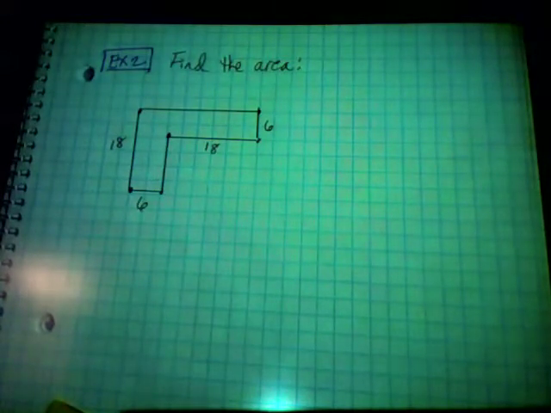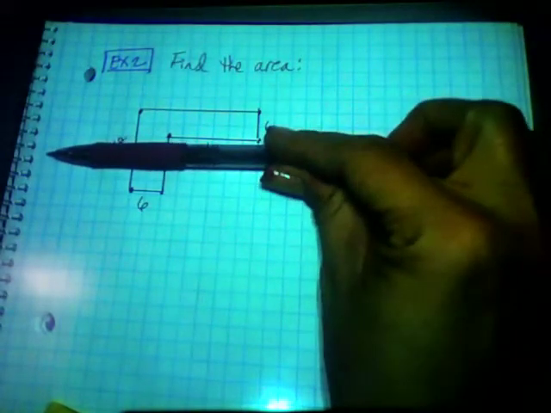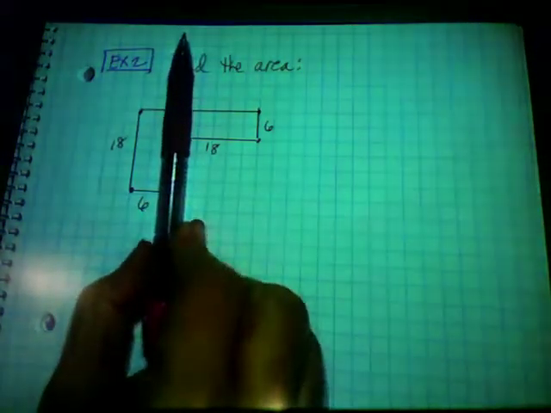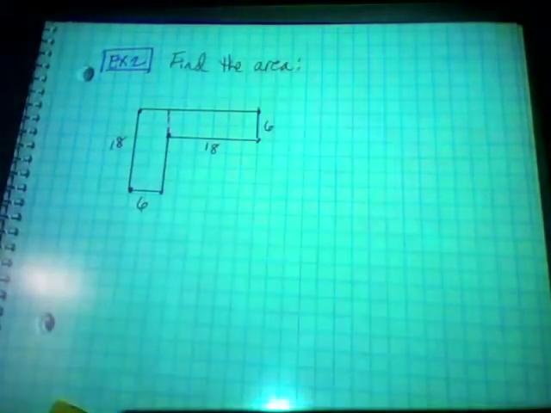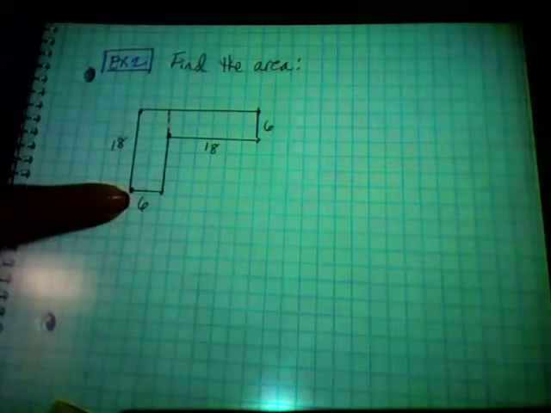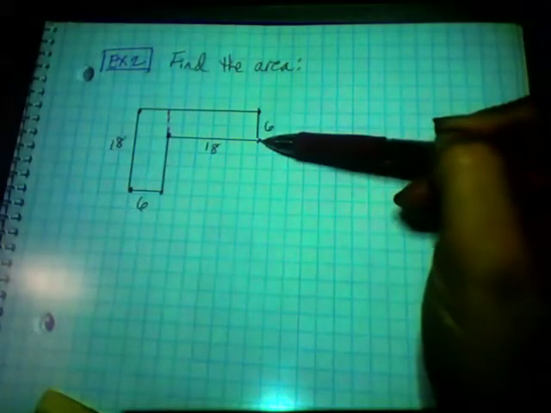I can cut this two different ways. Can't I cut it this way, into a long and a short rectangle, or this way, into two equally sized rectangles? You cut it however you want to. I'm going to cut it there because I know that this length is 18 and this width is 6. And I know on this rectangle, this length is 18 and this width is 6.